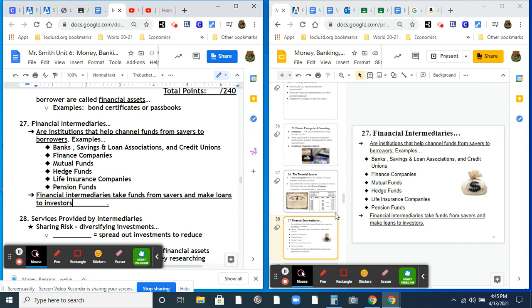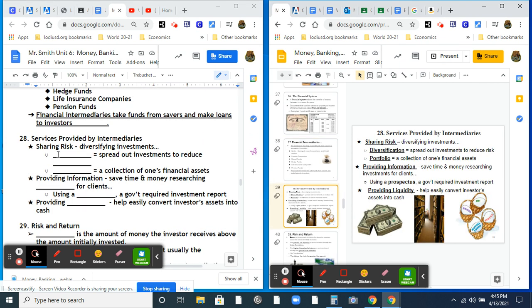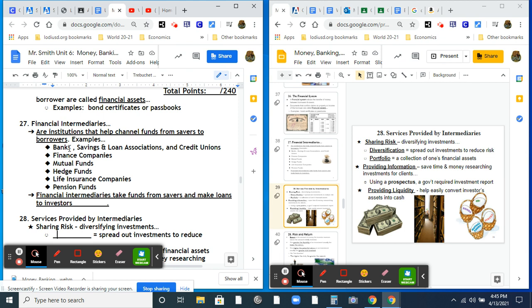We're writing in the notes as we go. Let's go ahead and write these ones in, and then we'll read it through. Services provided by those financial institutions. You're talking again the banks, savings and loans.